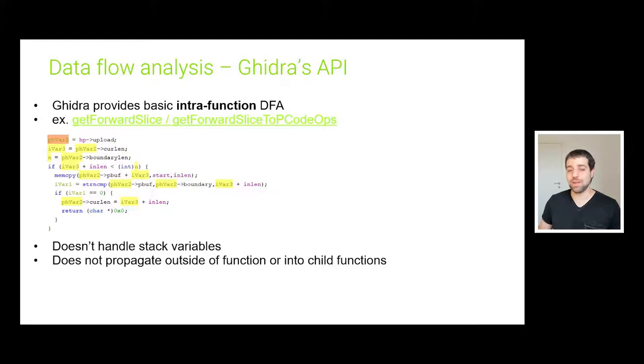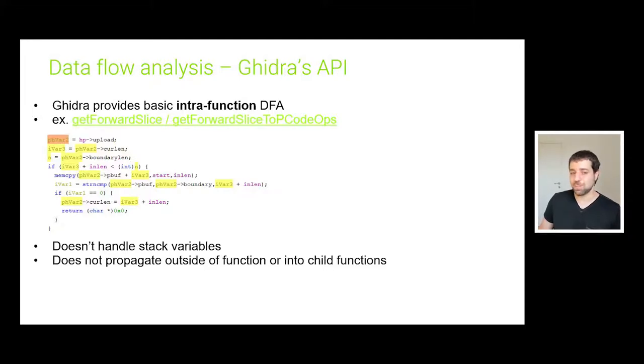It will keep track. It won't keep tracking the variable. So basically, Ghidra can do this for intra-function. The API from the Java side is called get slice or get slice to pcode ops, depending on whether you want the variable or the pcode. And you can actually see it in the UI if you right click on a variable and choose a get slice. So for example, this is what it will show you. It will highlight all of the usages of the variable.